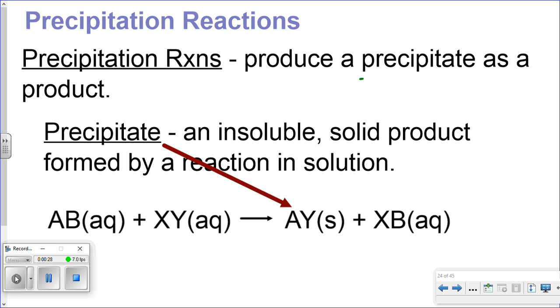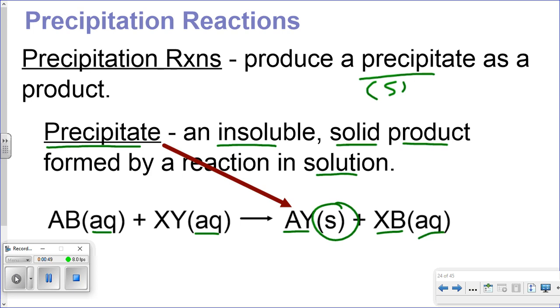These are reactions that produce something called a precipitate, and that precipitate is a product. A precipitate is a solid compound that's insoluble, an insoluble solid product formed by a reaction in solution. So these are all aqueous. This is what solution means, aqueous. These two things combine, you end up with AY. There's your precipitate. Here's your XB that stays aqueous. So this is what we're concerned about.